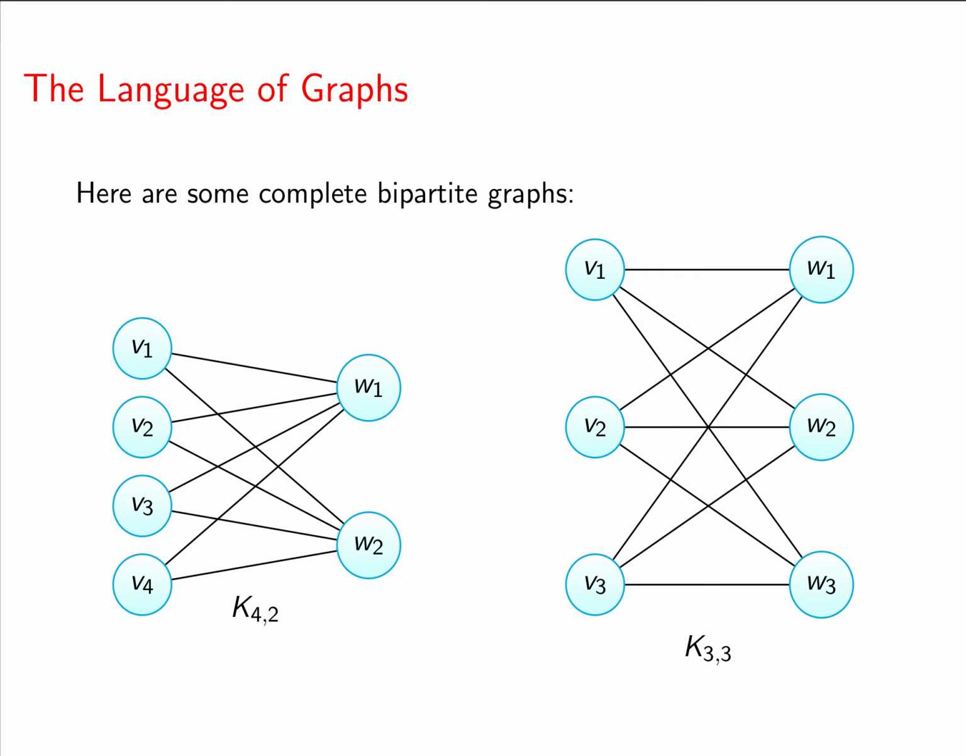Here are some complete bipartite graphs, and you can see this is K42 because there are 4 vertices on one side, 2 on the other, and then here's K33, 3 vertices on one side, 3 on the other. We have an edge between every possible pair of vertices in the two sets.